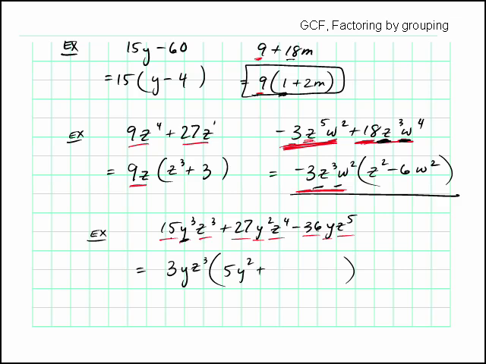Next term. 27 divided by 3 is a 9. Y squared divided by y is a y. And z to the 4th divided by a z cubed is a z. And last term, minus 36 divided by 3 is 12. Y's are gone, and I got a z squared left. There's my factorization. Right there. Okay, so whenever you're factoring a polynomial, the very first thing you always look for is a GCF.